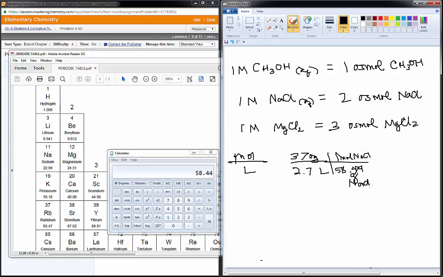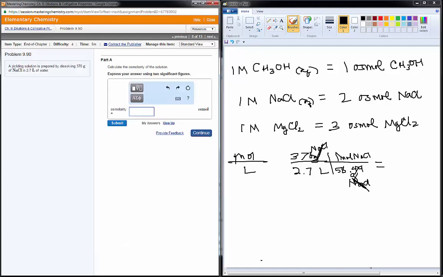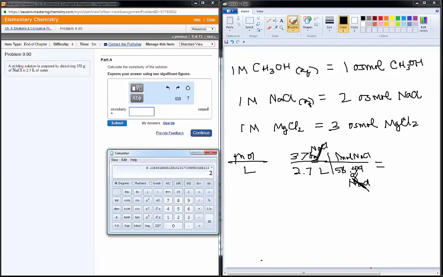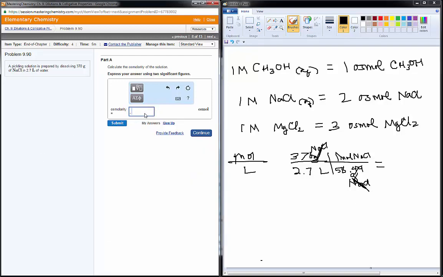We're talking about NaCl. So grams of NaCl cancel, and we're left with moles per liter of NaCl. So 37 divided by 2.7 divided by 58.44 gives me 0.234 moles per liter. That's the molarity, and remember they want osmolarity, so I have to multiply that by 2 because there are 2 ions that will dissociate. So that gives me 0.468.